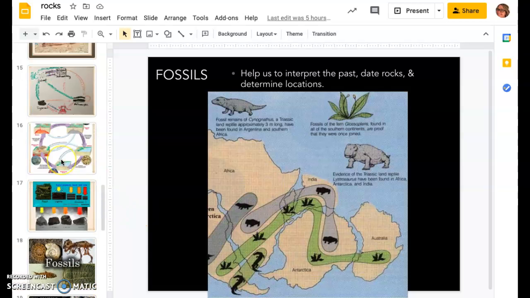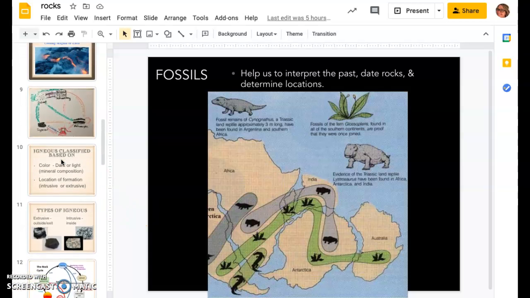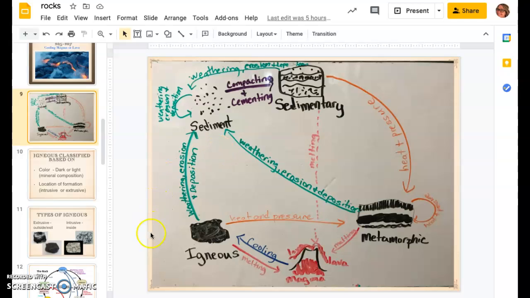Okay, guys, today's notes are over our two types of rocks, igneous and sedimentary. We'll join together on Friday to discuss metamorphic.